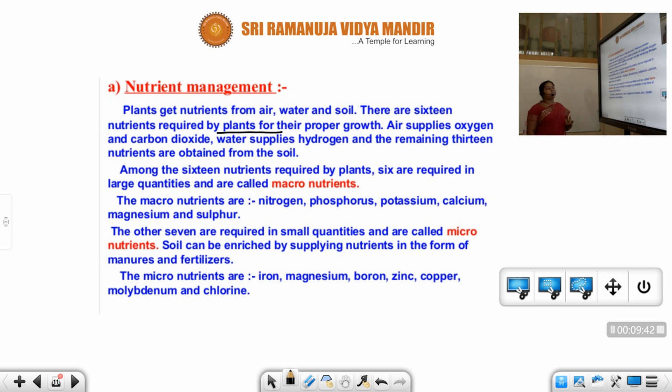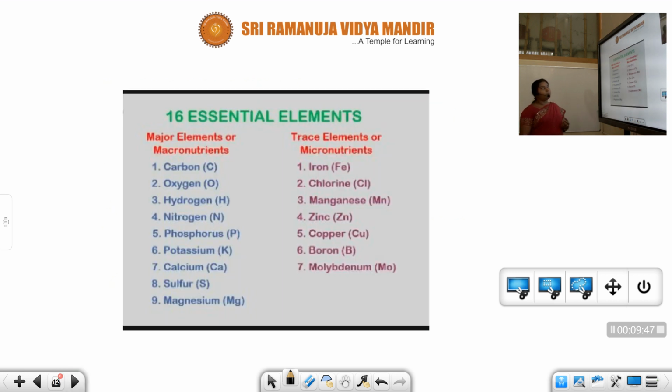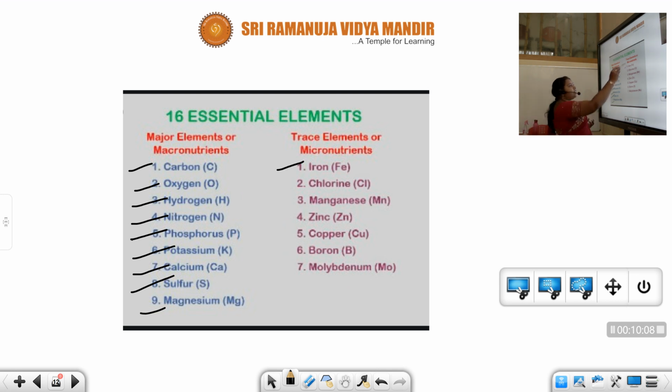Okay, air supplies oxygen. See students, let me give the list of 16 elements. The major elements are known as macronutrients. Those are carbon, oxygen, hydrogen, nitrogen, phosphorus, potassium, calcium, sulfur and magnesium. So these are the major elements required by the plant. Okay, and let us talk about the micronutrients: iron, chlorine, manganese, zinc, copper, boron, molybdenum. So these are the micronutrients.